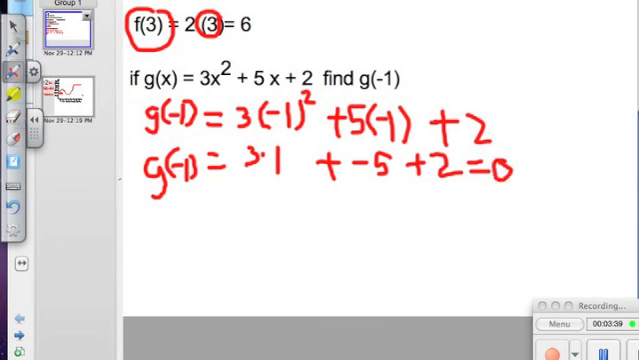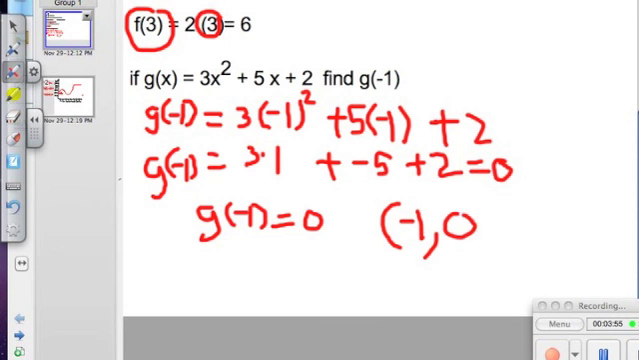So then we would say that for the function g as described above, g of negative 1 equals 0. And we could also rewrite that as the point negative 1, comma, 0. One of the nice things about function notation is that it tells us where to put things into our equations.